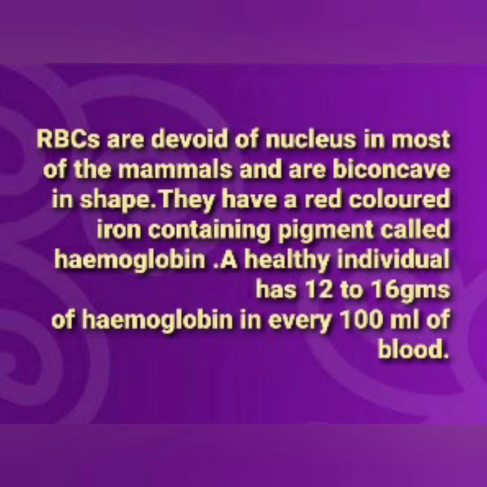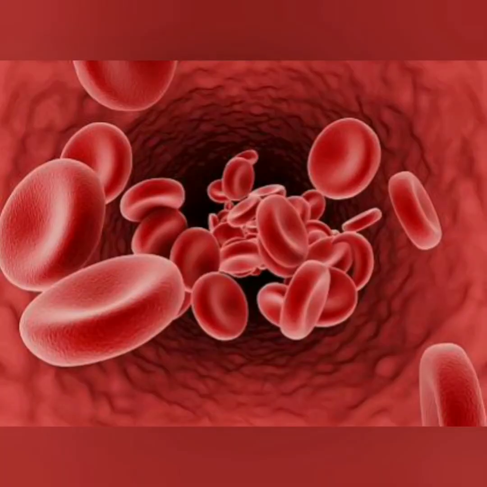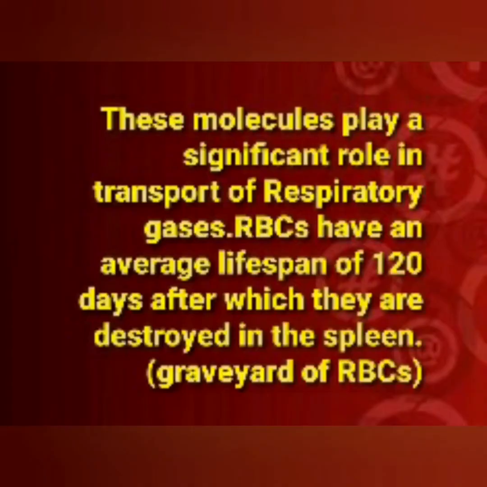RBCs are devoid of nucleus in most of the mammals and are biconcave in shape. They have a red-colored iron-containing pigment called haemoglobin. A healthy individual has 12 to 16 grams of haemoglobin in every 100 ml of blood. Here you can see the biconcave shape of RBC. Observe and try to understand.